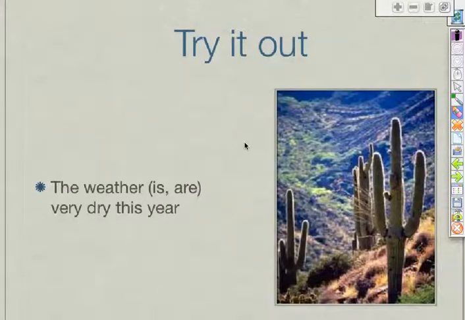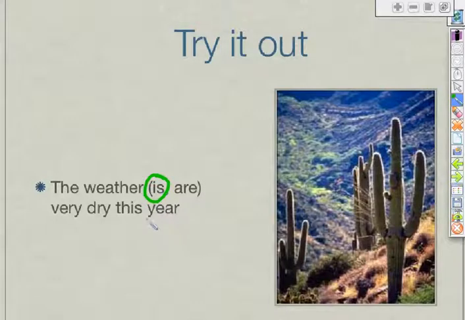We're going to do some on our own. I told you this would probably be a shorter section, but the weather is very dry this year. Okay, so we're talking about a form of be. You see our picture. It's nice and dry, desert-like conditions. And if we're talking about something that happens this year, is that present or is that past? Present, past. Which one? Yeah. Oh, if you guessed is, then you would be correct.